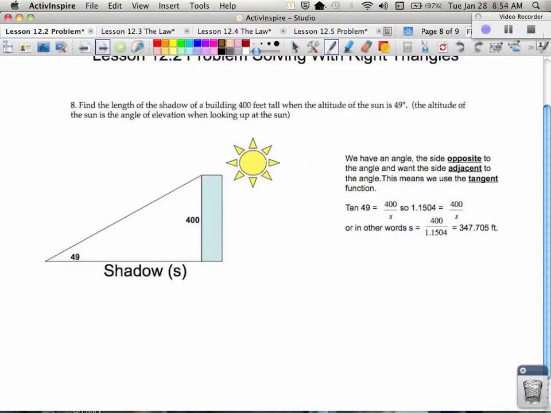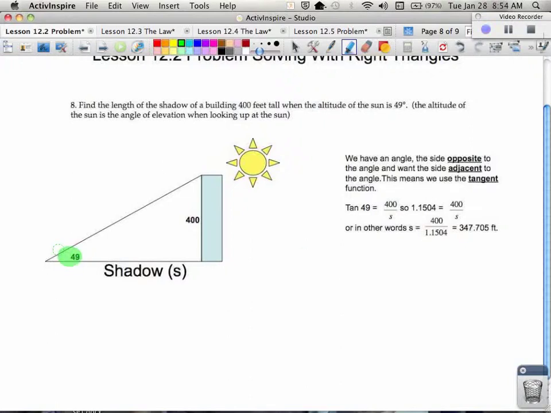Let's try a couple more. Let's find the length of the shadow of a building 400 feet tall when the altitude of the sun is 49 degrees. When they say the altitude of the sun, they mean the angle of elevation when you're looking up towards the sun. So now I have an angle, 49 degrees.